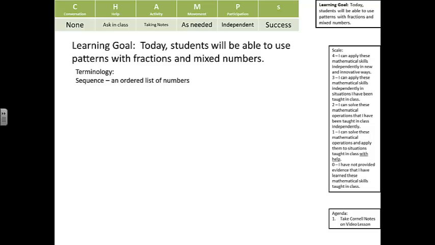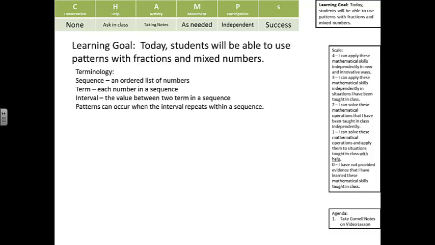So the first thing is a sequence, which is just an ordered list of numbers. The term is each number in the sequence. The interval is the value between the terms in the sequence. And we know that patterns can occur when that interval repeats within the sequence.